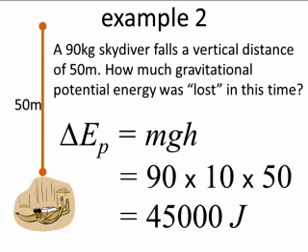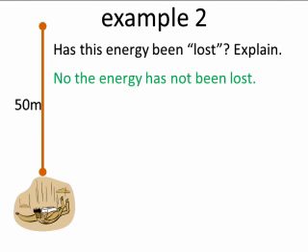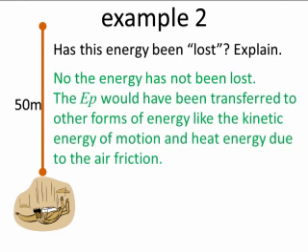Now whenever you see something like "lost" in inverted commas, you know there's another question coming up. So the other part of question 2 might be, has this energy been lost? Explain. What do you think? Well, the answer would be no, the energy has not been lost. The gravitational potential energy would have been transferred to other forms of energy, like the kinetic energy of motion, because the skydiver might be getting faster, and heat energy due to the air resistance or air friction.